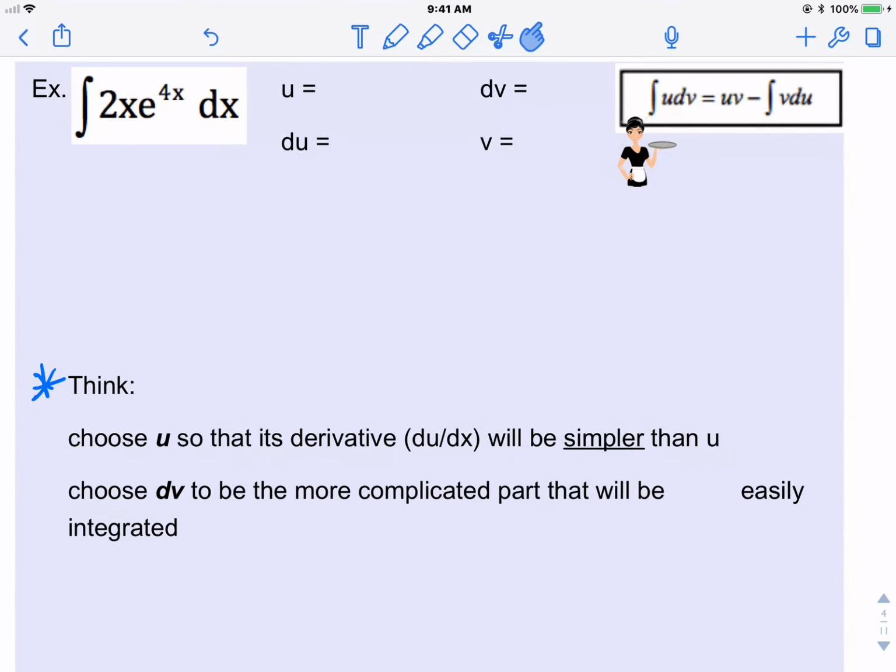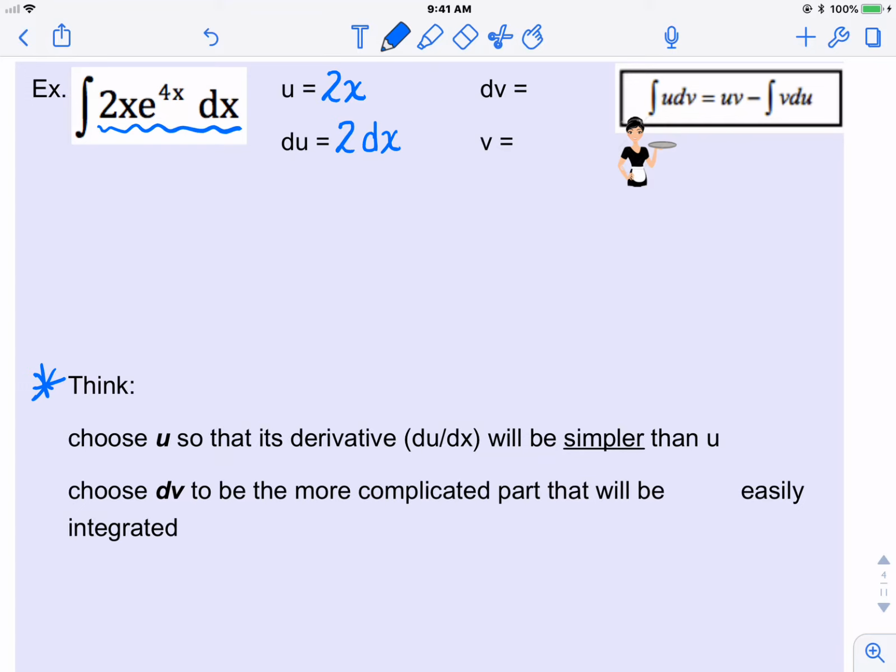So let's do a couple, and let's pick the u's and the dv's. So in this one, the integrand is 2x e to the 4x. And in general, we want to pick our u so that its derivative will be simpler. So we have to break everything in here into being part of the u or part of the dv. I think that 2x, that expression, will be an easy u to take the derivative of, and it will be simpler than it started because its derivative will be 2 dx.